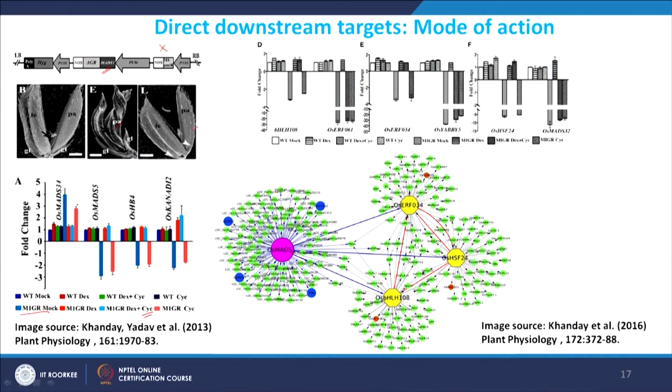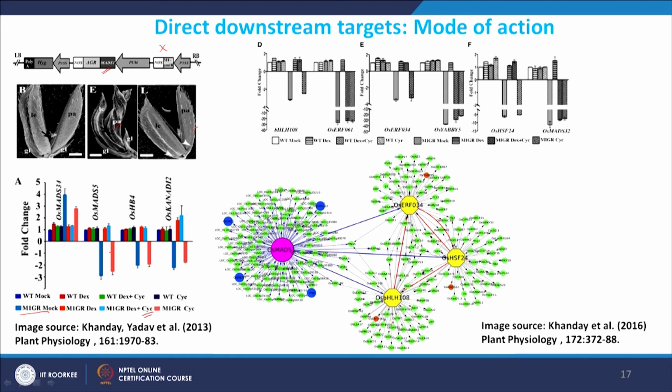what will happen? It will activate only the direct targets; indirect targets will not be activated. If it is a direct target, you will see the effect. If it is not a direct target, you will not see the effect. So, what happens here when you put in the presence of cycloheximide, this is going down. This is the effect which tells that these genes are directly regulated by MATS1.